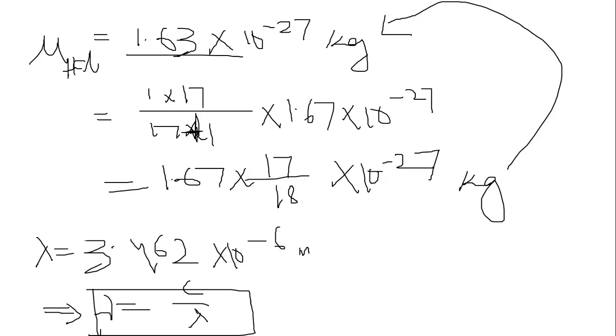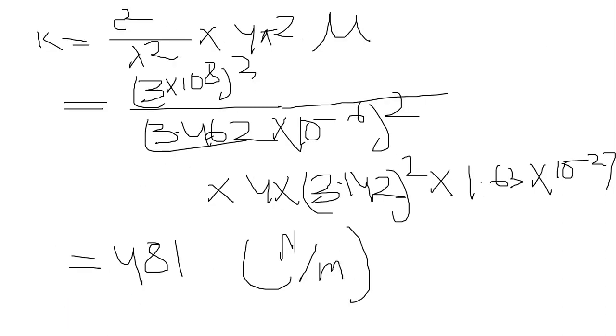We are given the wavelength, 3.462 micrometer. When you convert it into meter, multiply by 10 to the minus 6, so this is 3.462 into 10 to the minus 6 meter. Frequency will be velocity by wavelength, so k will be c square by lambda square into 4 pi square into mu. We know the values of mu, lambda and c. When we put all the values, k will be about 481 newton per meter.